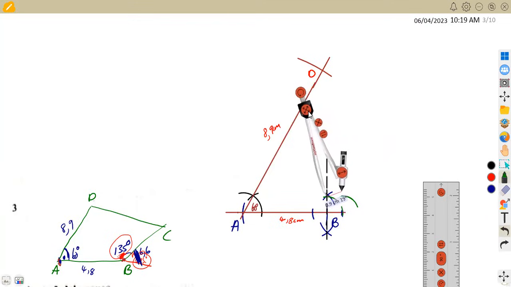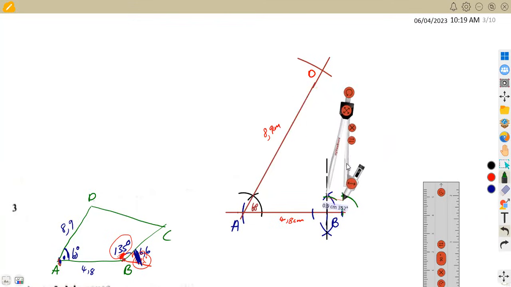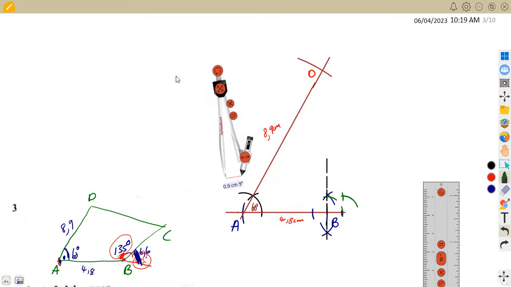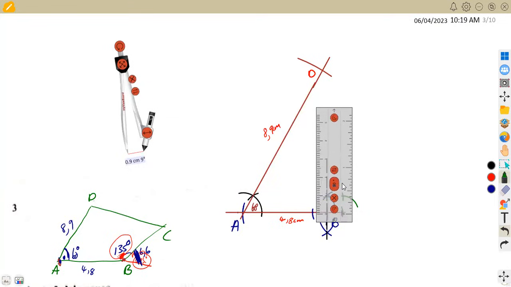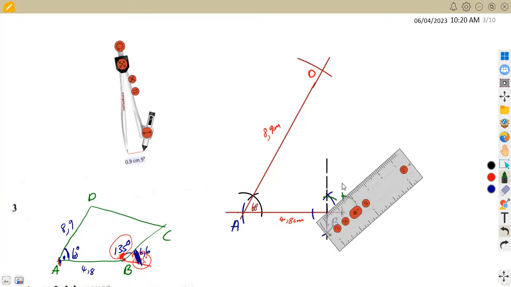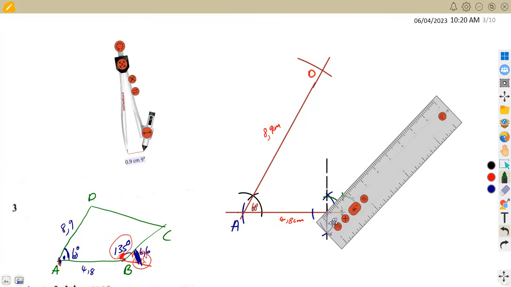You do the same from this other arc. You mark an arc inside like this. All right. So this is how we can construct our angle of 45 degrees in this case. All right, so with this angle, you can, with your ruler, join.